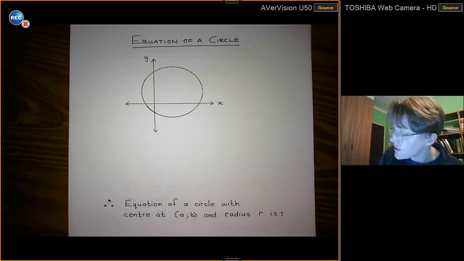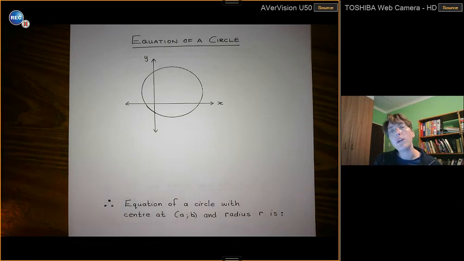Okay, let's get started on the equation of a circle. By the way, the formula that we're going to deduce now is on the information sheet, but I don't like teaching people formulas unless I show them where it comes from. Luckily, this is not a complicated process to see where this formula comes from. It's actually very simple and straightforward.